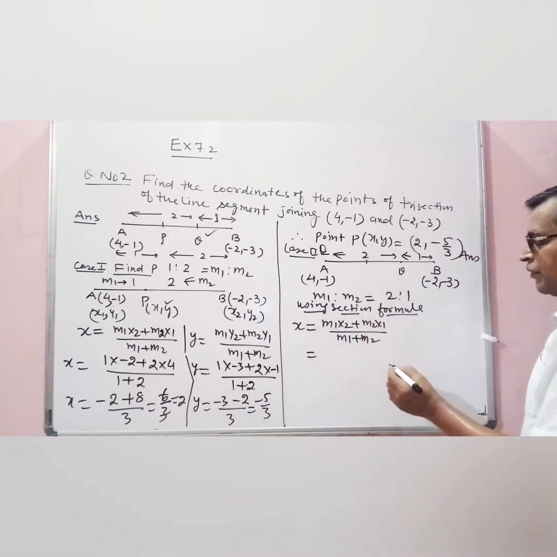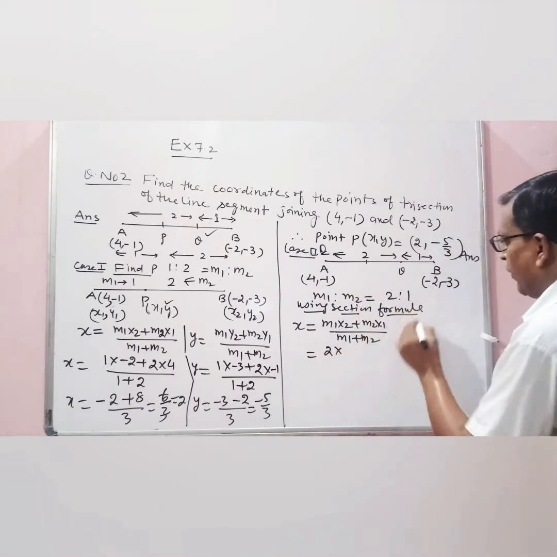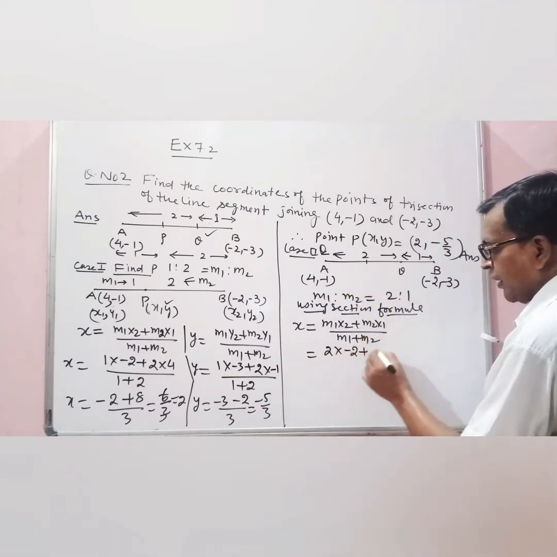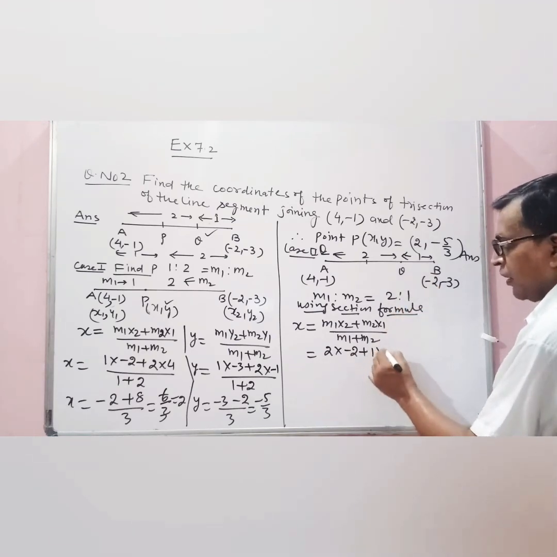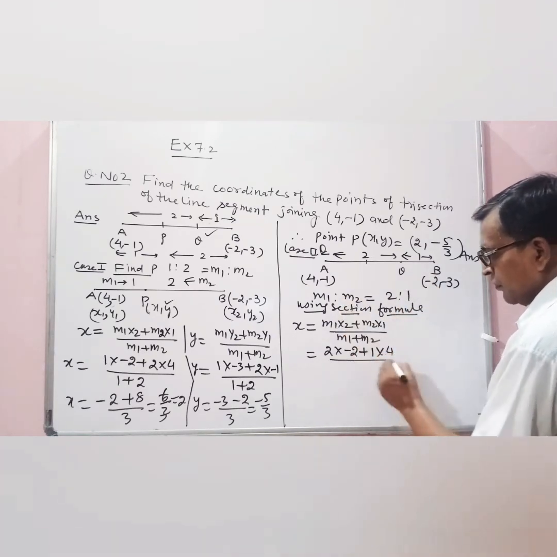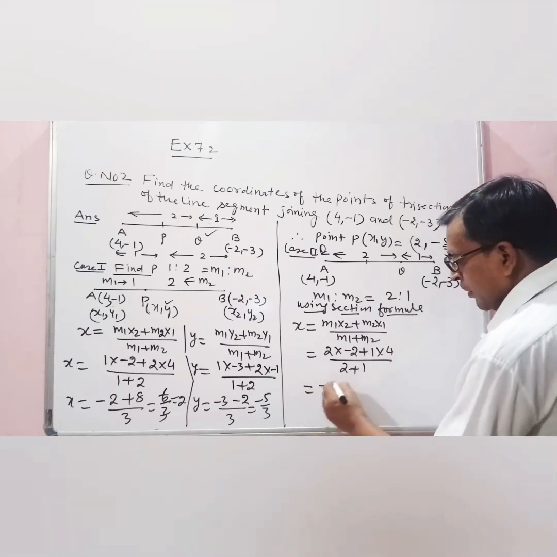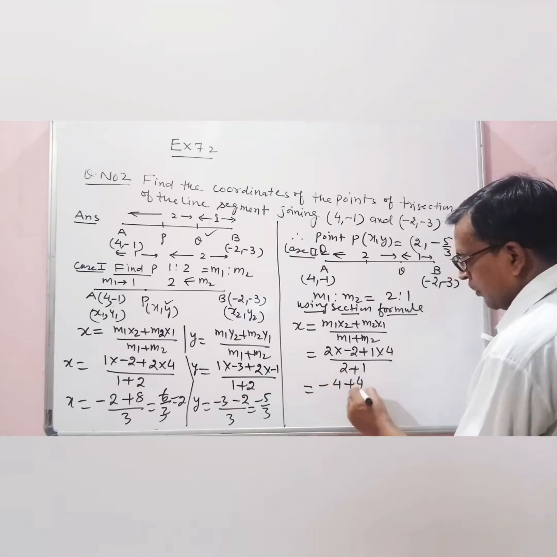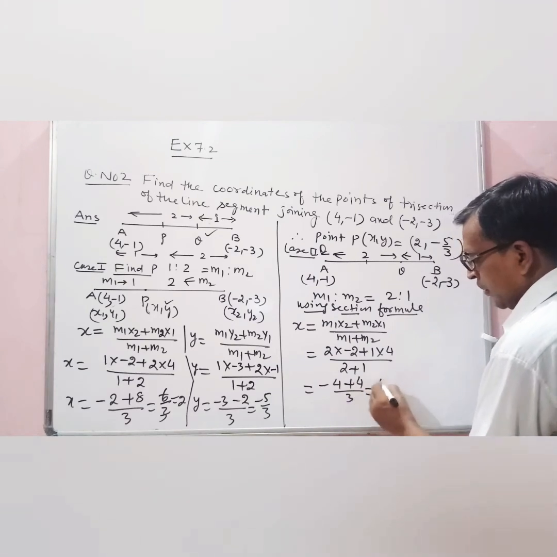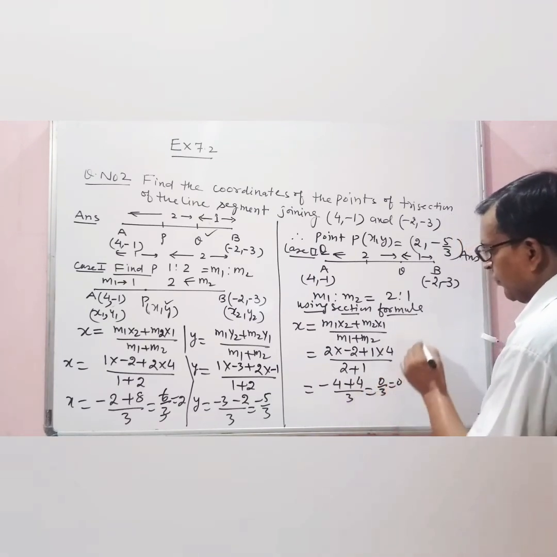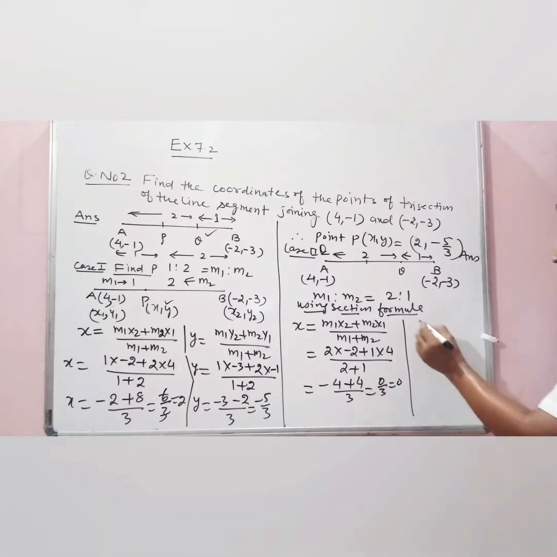m1 x2 value minus 2, plus m2 x1 value 4, over m1 plus m2: 2 plus 1, minus 4 plus 4 upon 3, 0 upon 3, 0. Now you find out the y value.